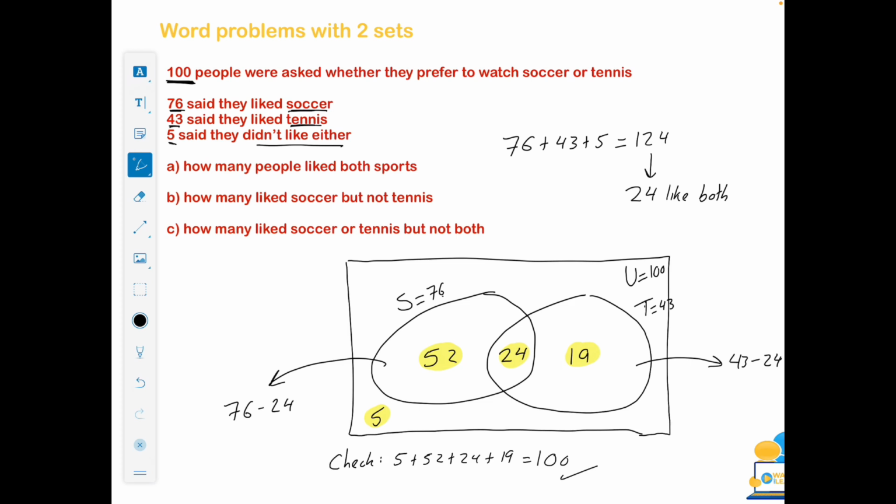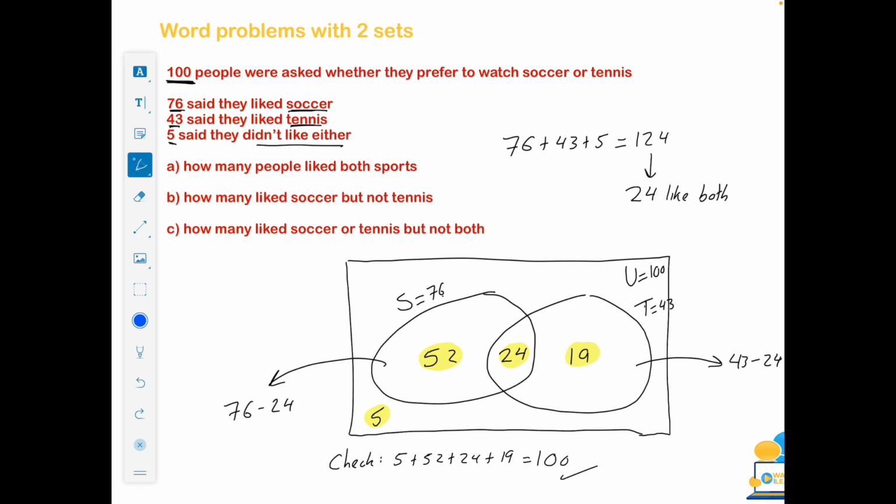If it doesn't add up, you know you've made a mistake. If you have made a mistake, it is probably with the intersection here. And a lot of people forget to subtract the intersection from the total value of that set. Now, the questions after that should be fairly straightforward once we've our Venn diagram drawn.